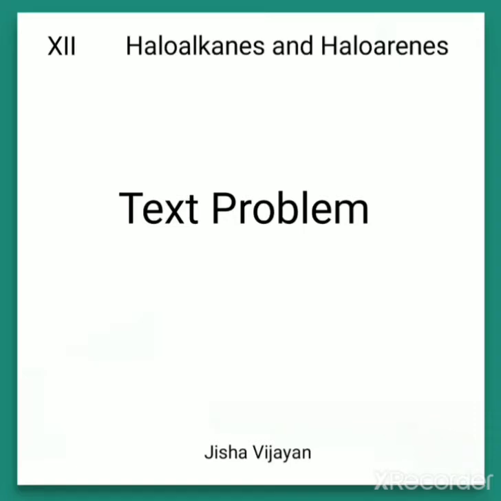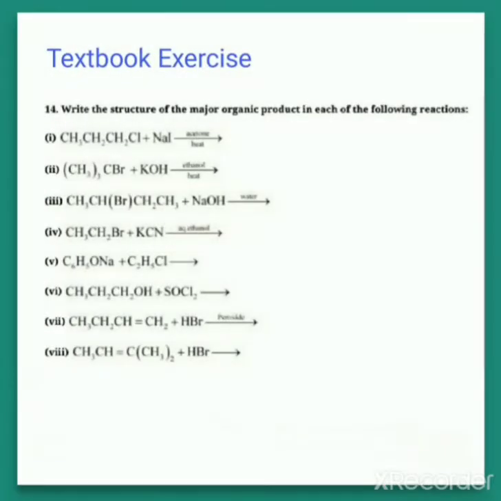Hello students, let us discuss a text problem in the chapter Haloalkanes and Haloarenes. It is one of the textbook exercise question number 14. The question is, write the structures of the major organic product in each of the following reactions. Here, some incomplete reactions are given. We need to find out the major product of each reaction and we need to write the structure of each product. Let us do one by one.